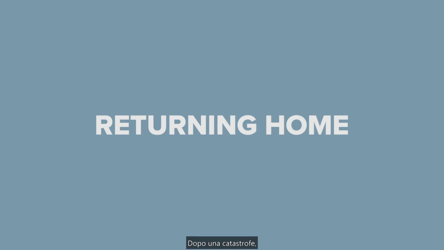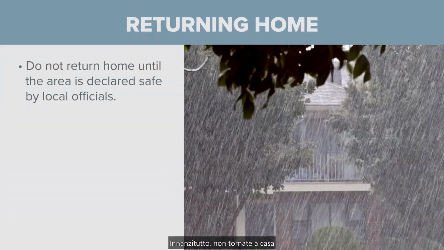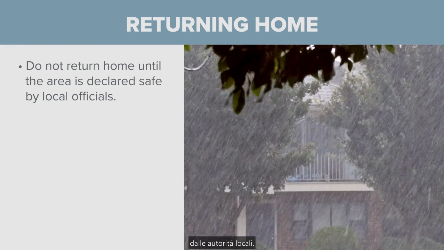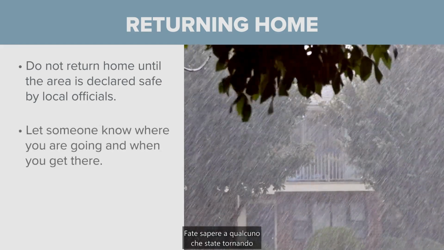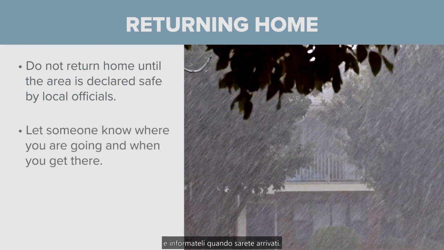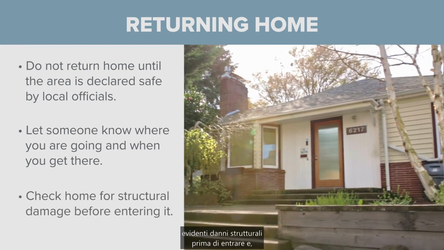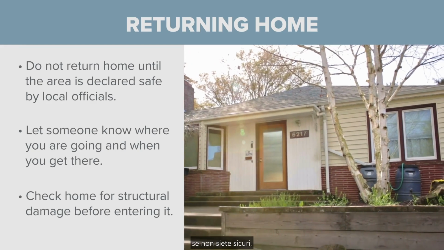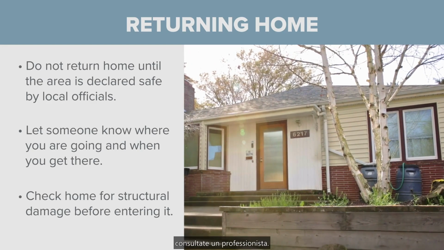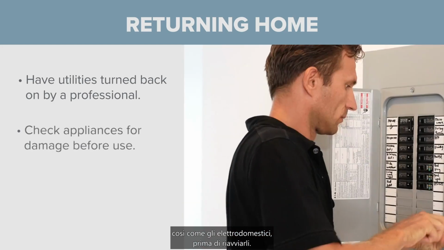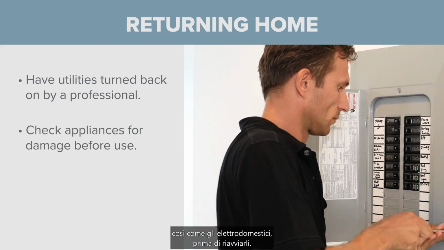After a disaster, once authorities give the all clear, follow these steps to safely return home. First, do not return home until the area has been declared safe by local officials. Let someone know that you are returning and let them know when you have arrived. Check your home for obvious structural damage before entering, and, if you are unsure, consult with a professional. Utilities may have to be checked by a professional and inspect appliances before turning them back on.